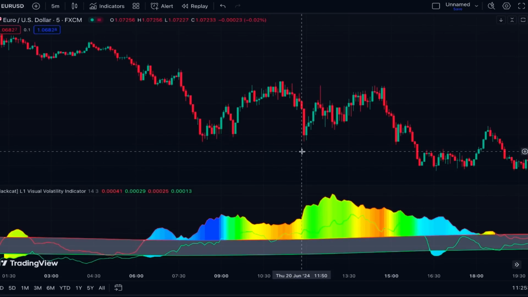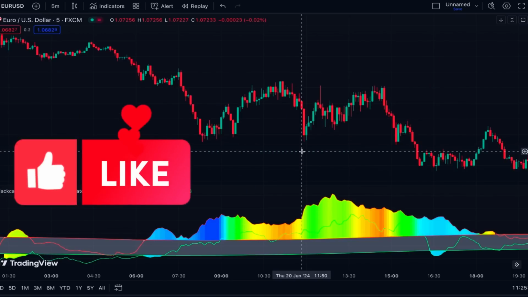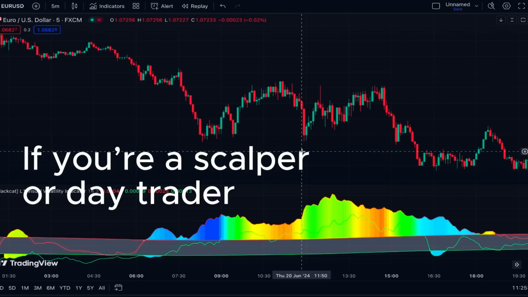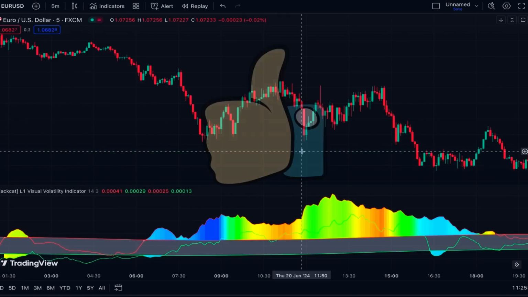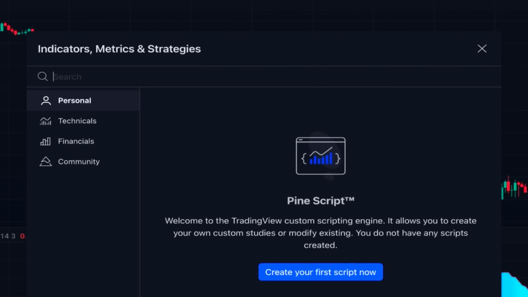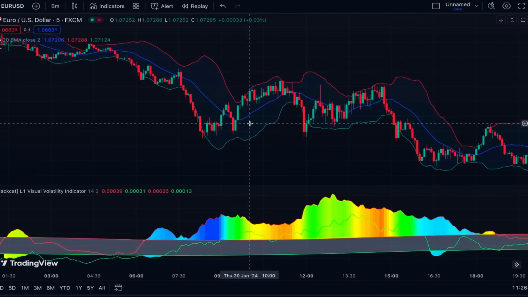As the name is indicating, this is a volatility indicator and it helps you to evaluate volatility levels in the market. As a trader, especially if you're a scalper or day trader, you need volatility so you can take advantage of the increased volatility and make profit. There are many volatility indicators on TradingView, and the most famous one is Bollinger Bands. This one, which helps you to identify areas of low volatility and high volatility in the market.